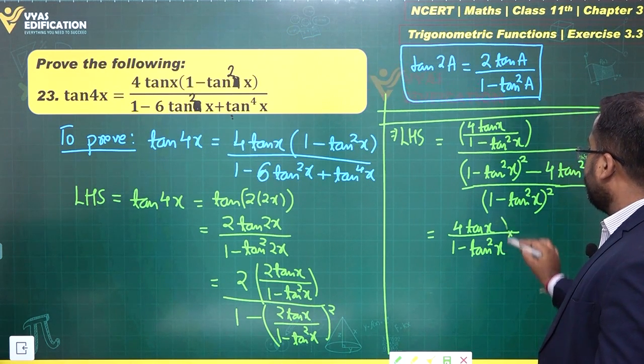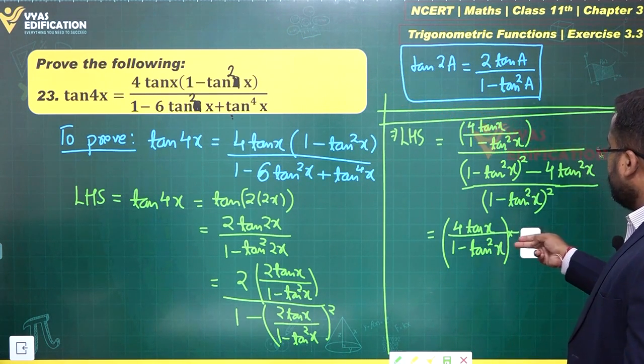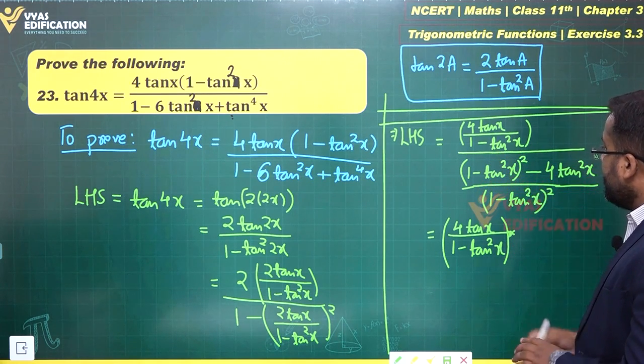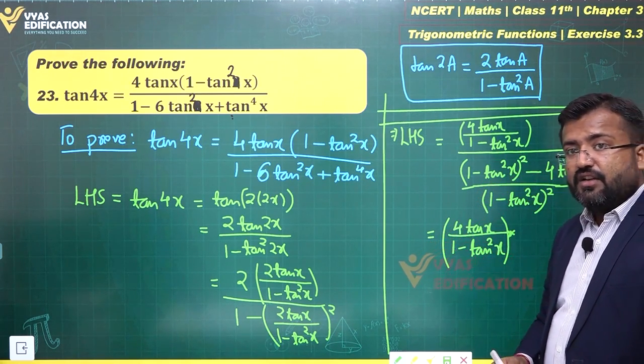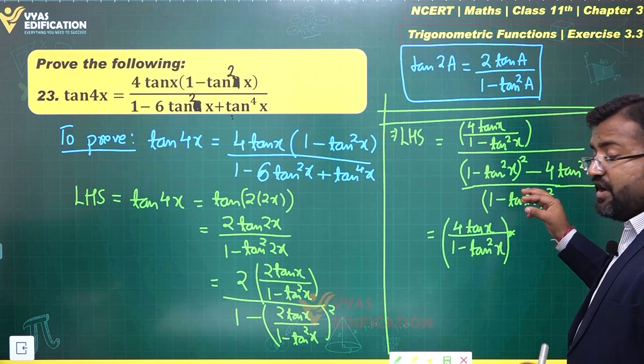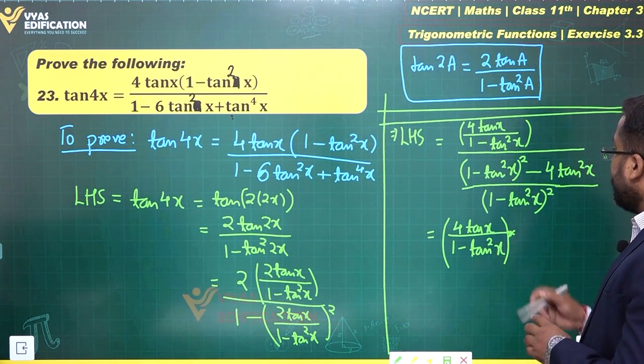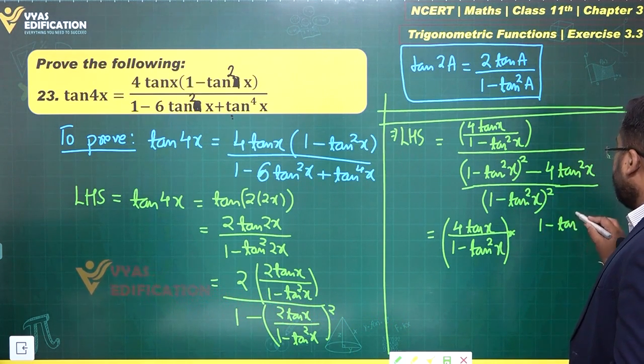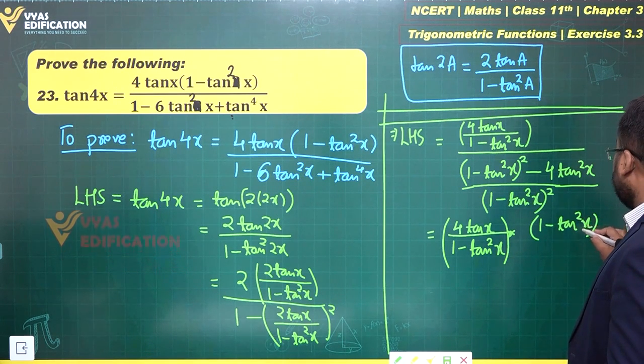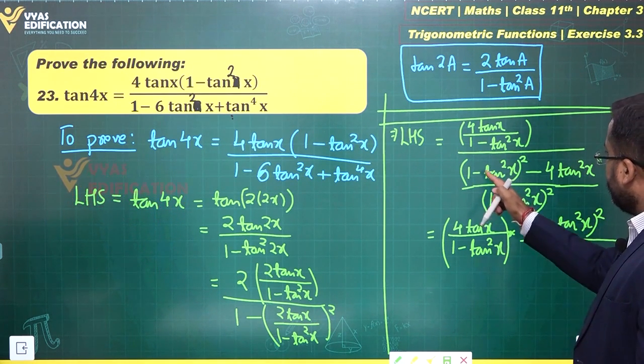Let's leave it as it is, and let's multiply the remaining thing. What you get is, invert the denominator and multiply it, right? The denominator's denominator actually comes in the numerator, 1 minus tan square x whole square. And in the denominator you have this expression.